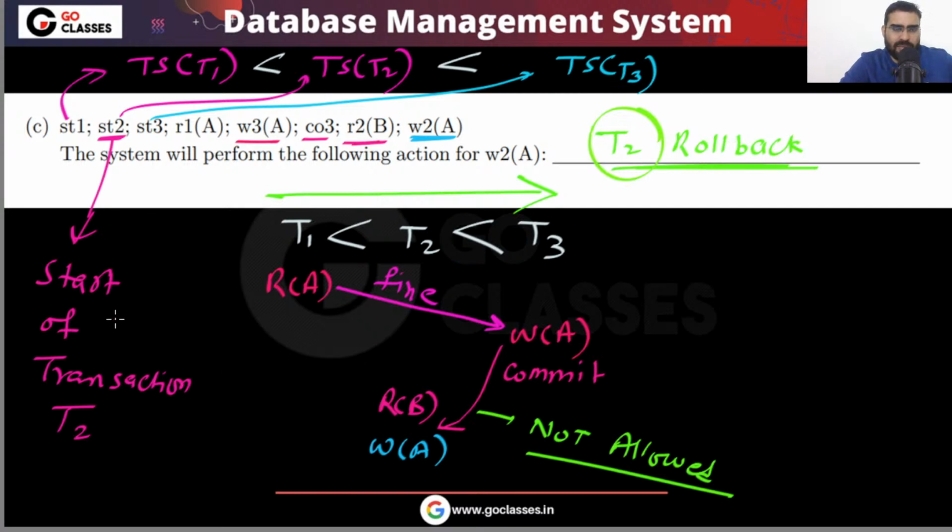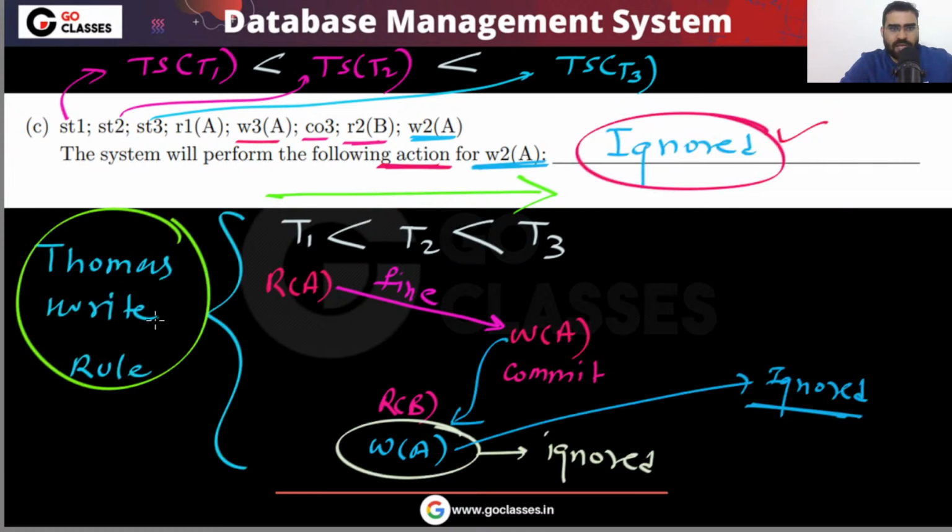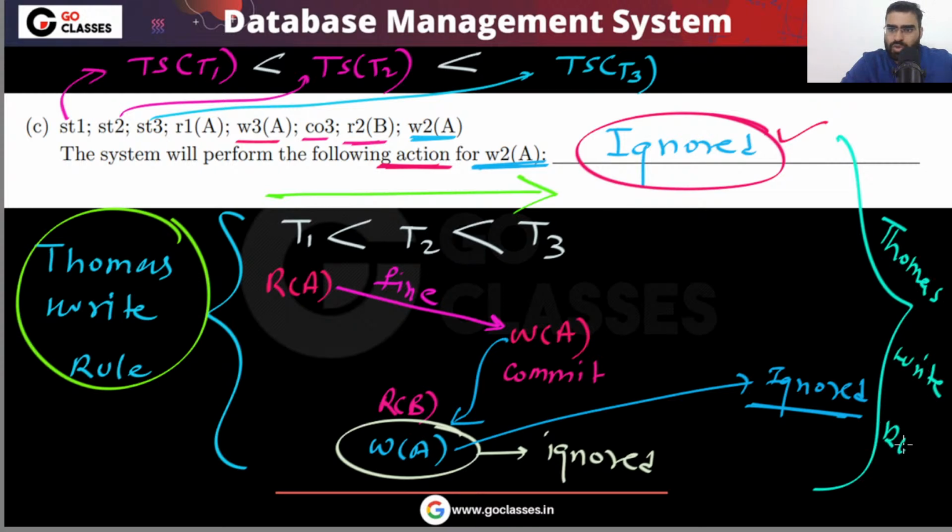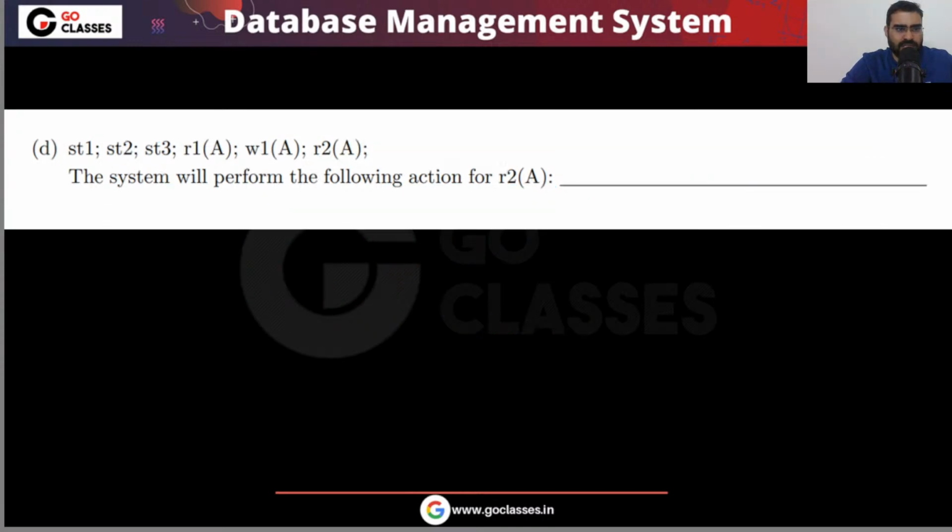This is what happens in the normal timestamp protocol. And this is what happens in the Thomas Write rule. If you have the Thomas Write rule, this happens. Correct? Yes or no? Now let's see this question. Tell me the answer quickly.